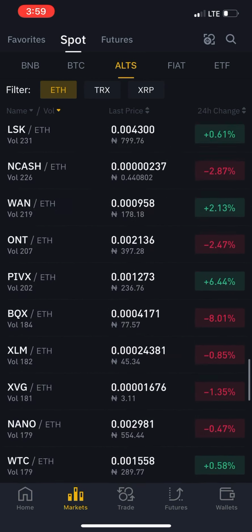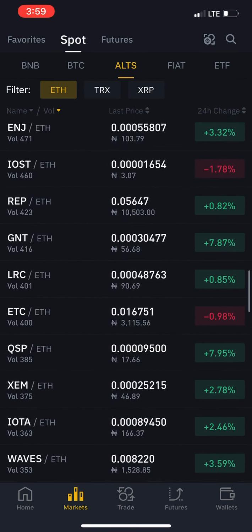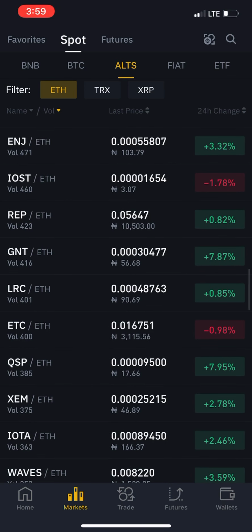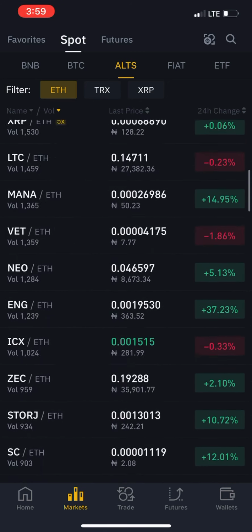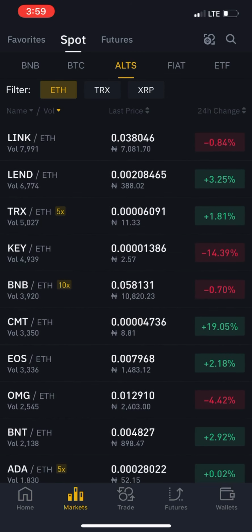What I mean by altcoins is all the alternative coins. Altcoins are coins that are below Bitcoin, because Bitcoin is the mother of all coins, since we are using Bitcoin to buy those coins when they are lower, and we sell when they increase to make more satoshis. So these are the markets now. Are you getting my point?